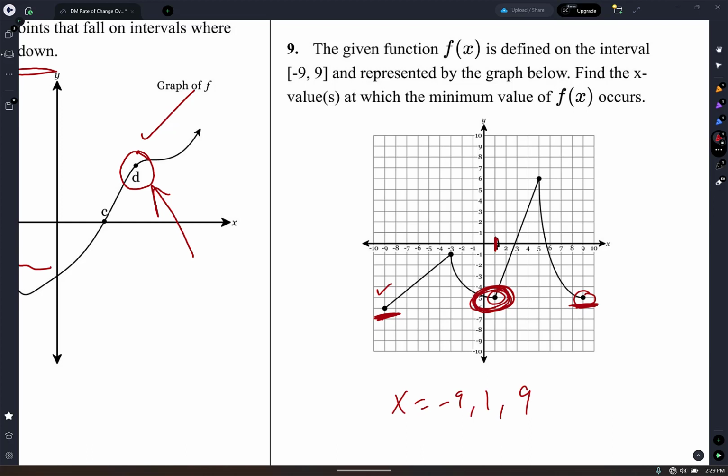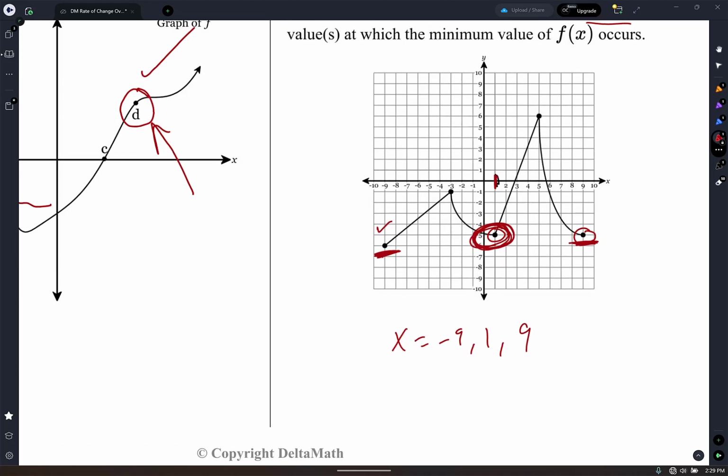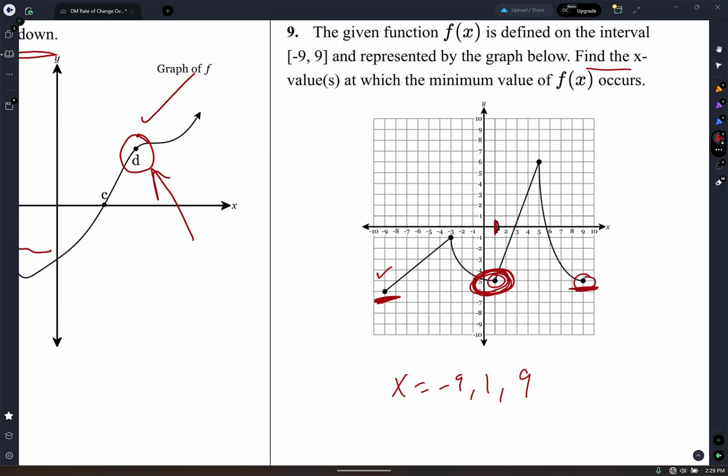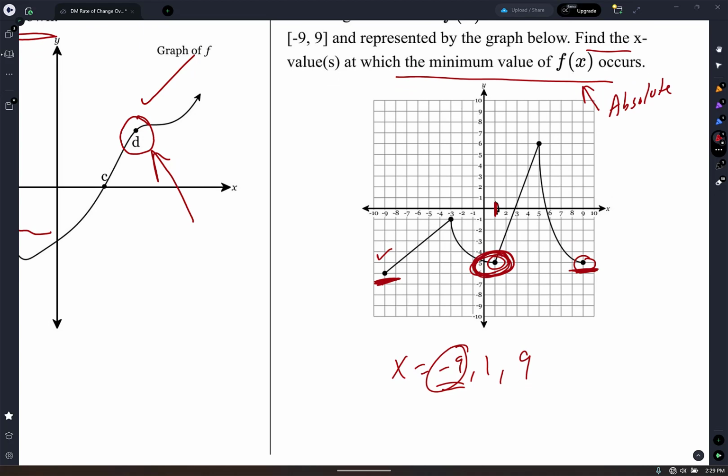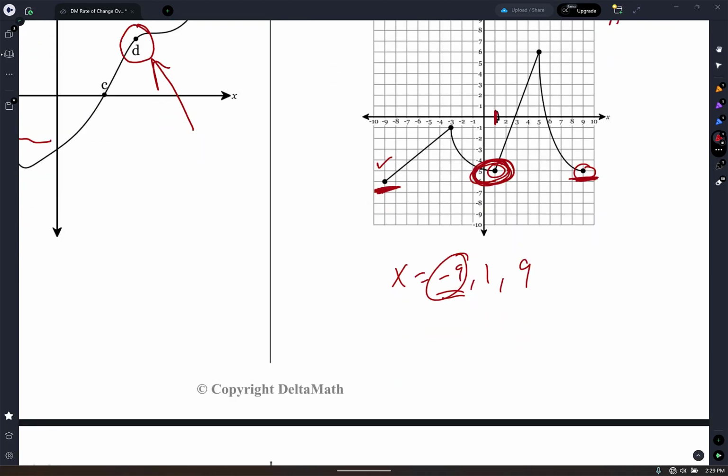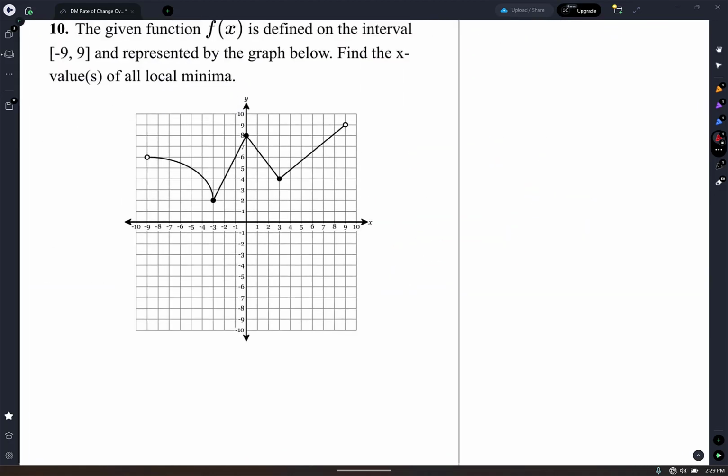Oh, do they want the absolute min? Okay. Never mind. Find the x-coordinate at which the minimum value occurs. Okay. Hold on. If it doesn't tell you anything and it just says where the minimum value happens, that means absolute, global. So which one's the smallest one? -9. Find the x values at which the minimum value of f of x occurs. Yeah. -9. There is no other smaller value. All right, go to the next one.